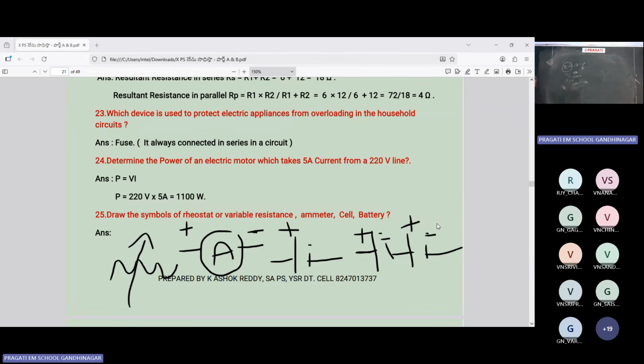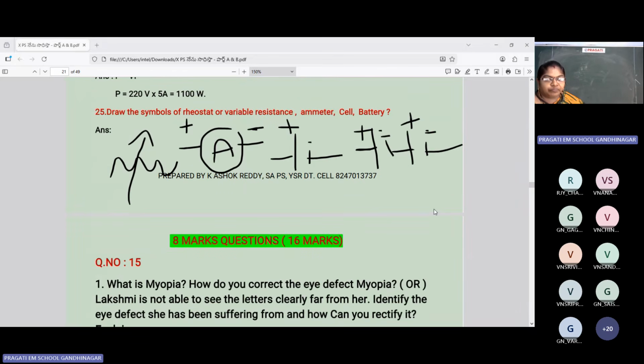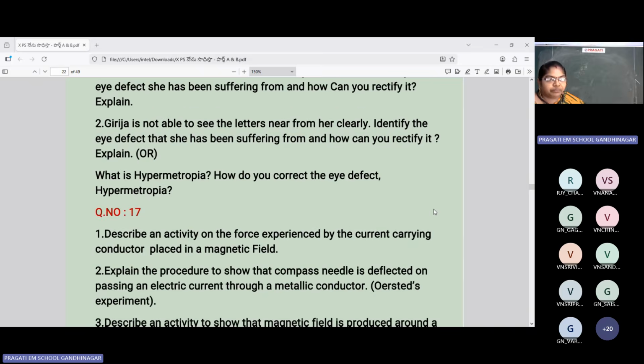Okay. First of all, see the symbols. Yes, it is on the screen. First one, rheostat. Next one, ammeter. Next one, cell. Next one, battery. What's the difference between cell and battery? Combination of 2 or more cells is called a battery.